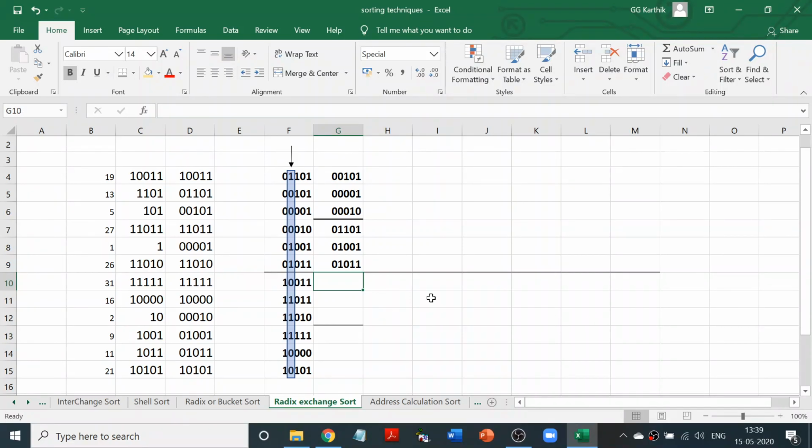Right? So the first number is 1, 0, 0, 1, 1. The second number is this one, because that is also 0: 1, 0, 0, 0, 0. The third number is this, so 1, 0, 1, 0, 1. Now all the ones. This first one is here: 1, 1, 0, 1, 1. The second one is here, this one: 1, 1, 0, 1, 0. The third one is here, it's going to be 1, 1, 1, 1, 1.